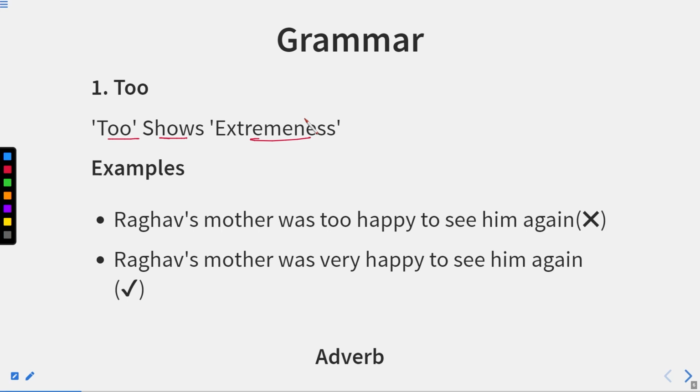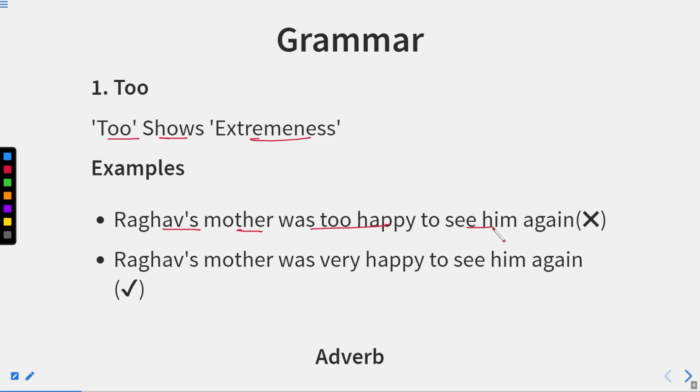And we know very well that extremeness of anything is not good at all. If I say something is extreme, that is not good, of course. You must have heard a Hindi proverb as well, that extremeness of anything is not good at all. So, whenever something shows extremeness, it can be quite unpleasant. Now, let us take some examples. Raghav's mother was too happy to see him again.